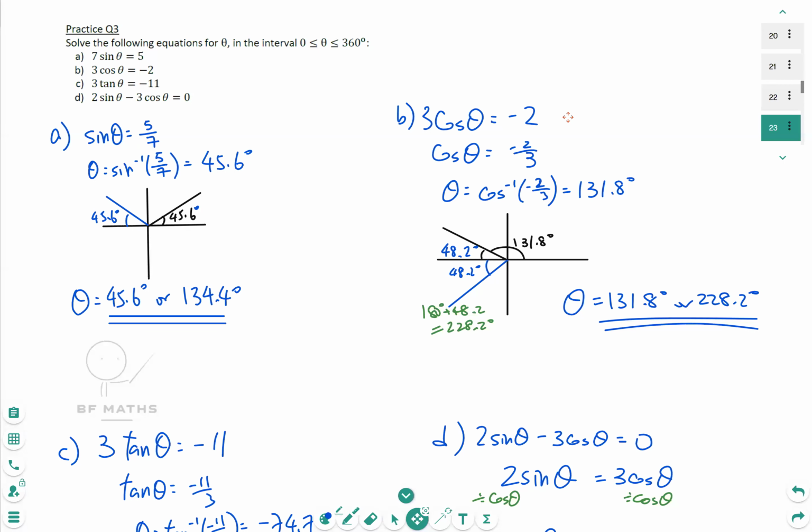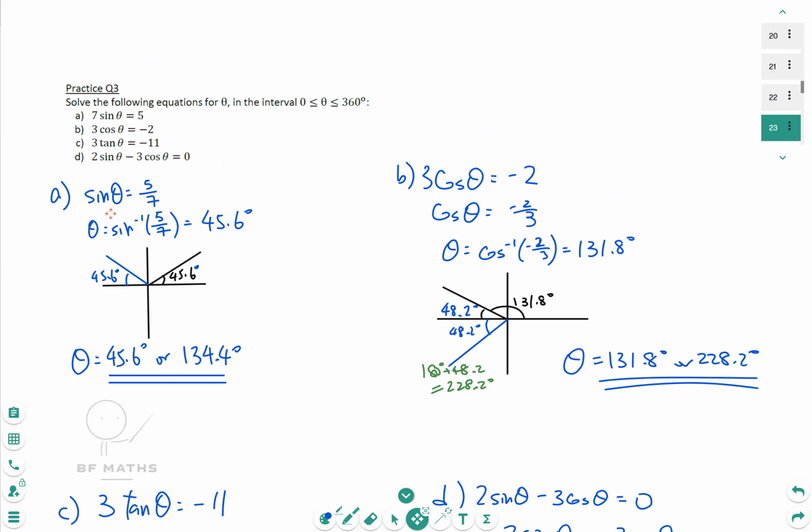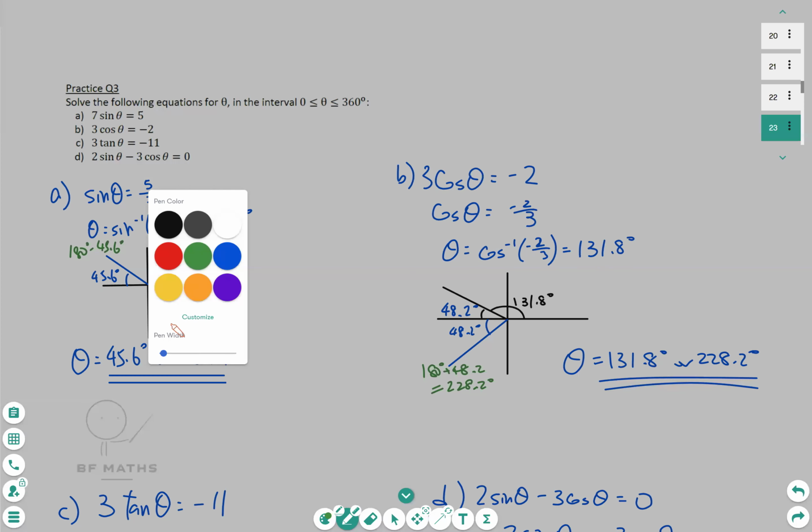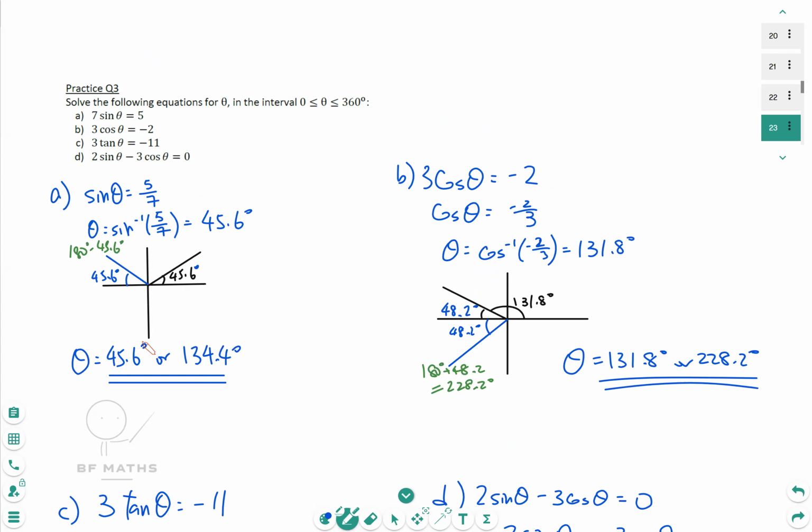So here are the answers, one by one. Question A: first of all, divide by 7, and then inverse sine, you get 45.6 degrees. For sine to be positive, you should reflect in the sine quadrant. That angle is 180 minus 45.6 degrees. I'll put 180 minus 45.6 degrees in this line. That's 134.4 degrees or 45.6 degrees.